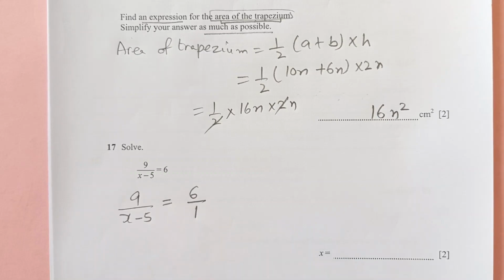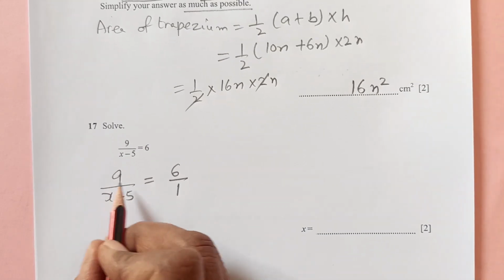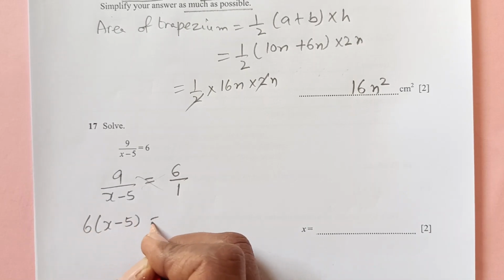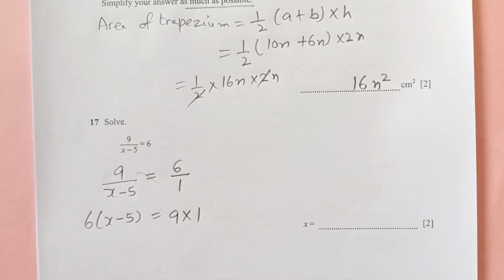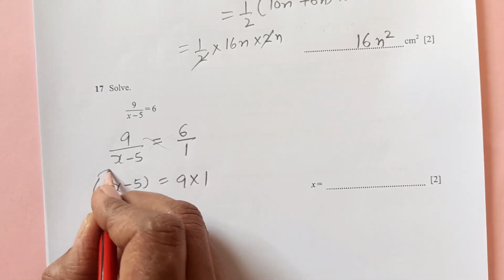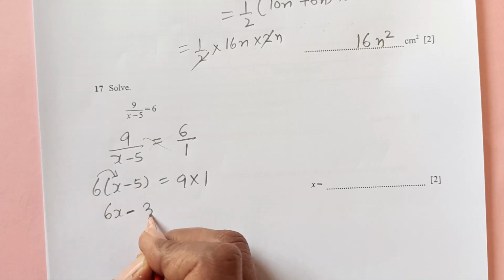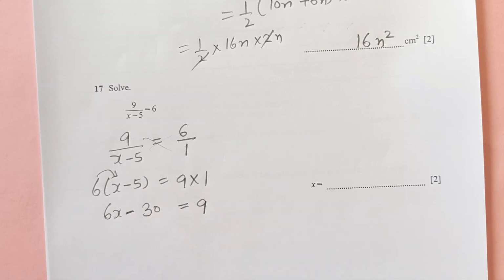6, there is nothing over here, down, so that means this is 1. Now cross multiply. So 6 into x minus 5 equals 9 times 1, right? 9 times 1 is 9. Open the brackets. 6 times x is 6x minus 6 times 5 is 30 equals 9, right?